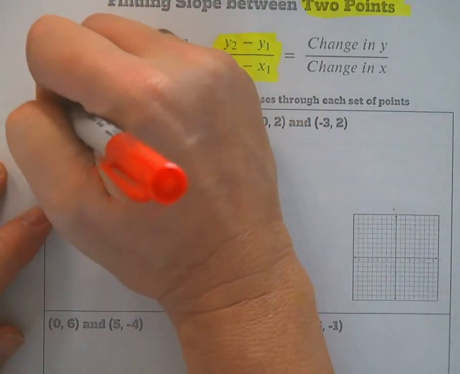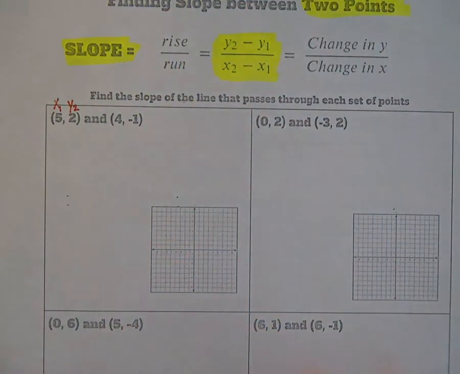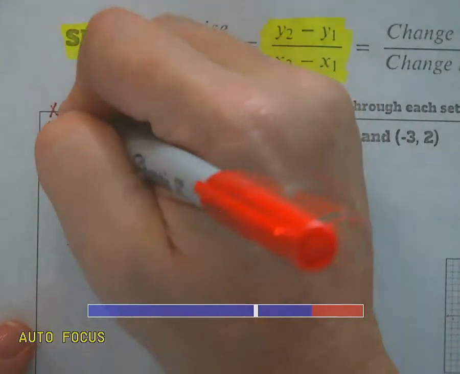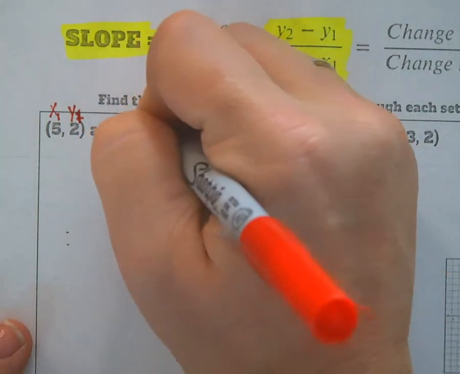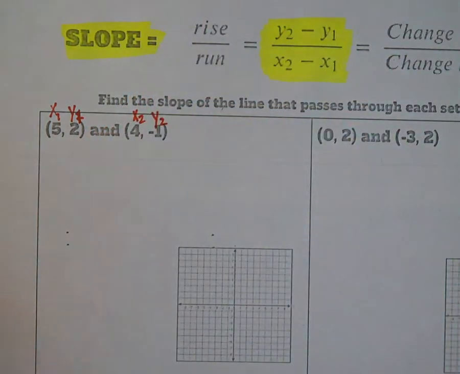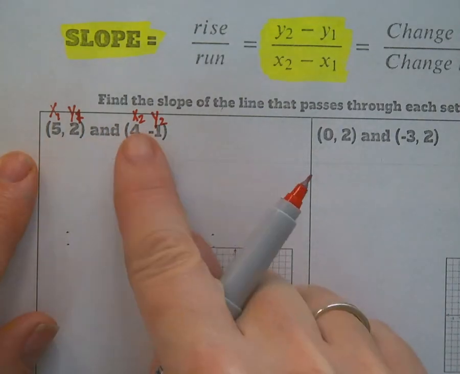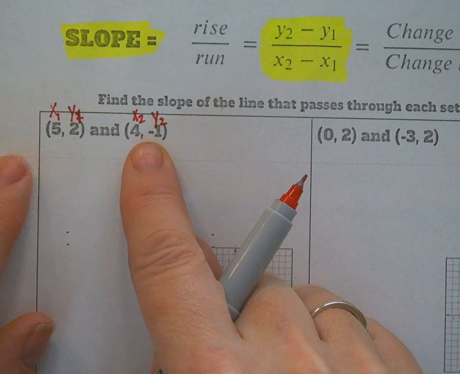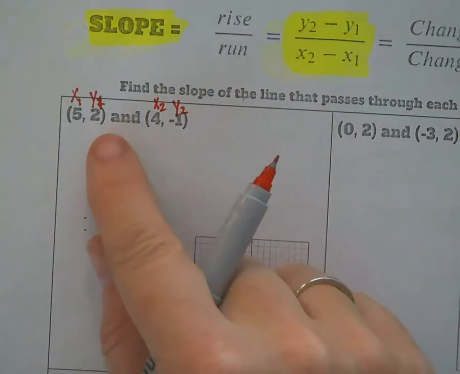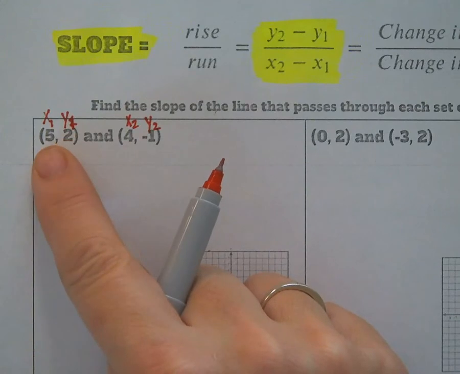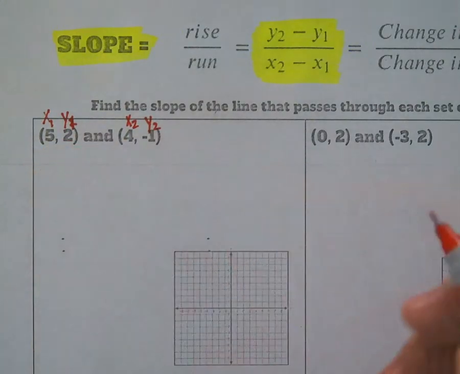So above 5 and 2, we're going to call this x1 and y1. I miswrote that. And this is x2 and y2. It just means that this is considered our first ordered pair and this is our second ordered pair. It does not matter which one you label which, as long as you keep the x and the y that are paired together as one ordered pair and the other.